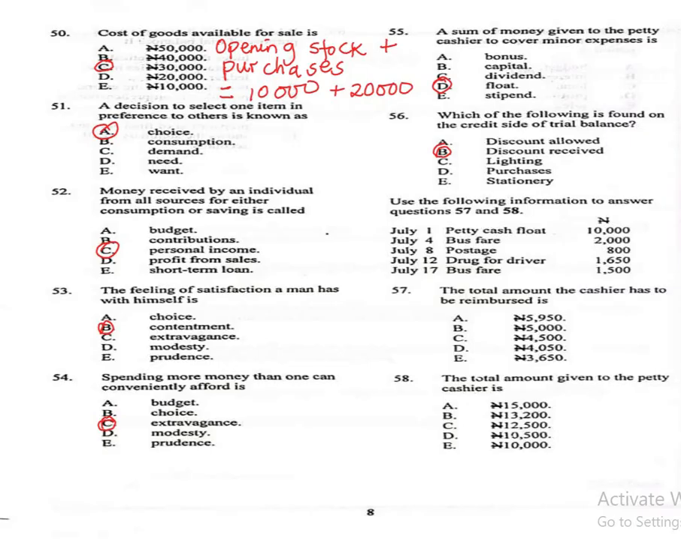So, use the following information to answer questions 57 and 58. 57 says, the total amount the cashier has to be reimbursed is what? You just add up bus fare, postage, drop for driver, and bus fare again for July. That will give you about 5,950, and that is your answer. Question number 58. The total amount given to the petty cashier is what? This is what was given to the petty cashier, 10,000, which is option E.